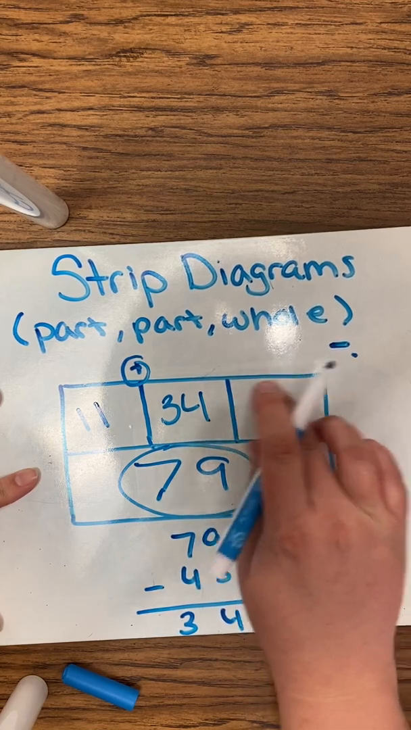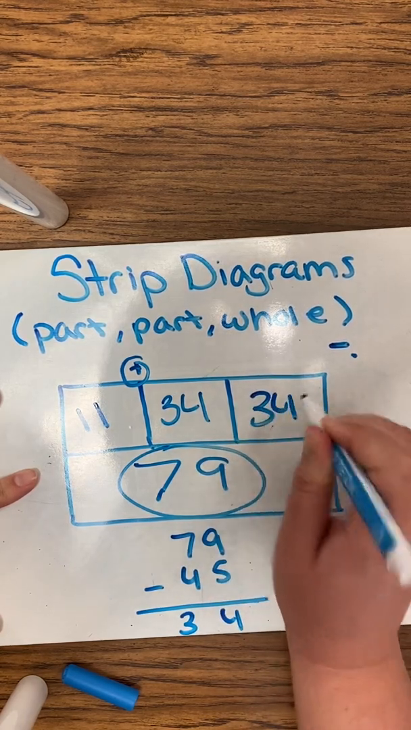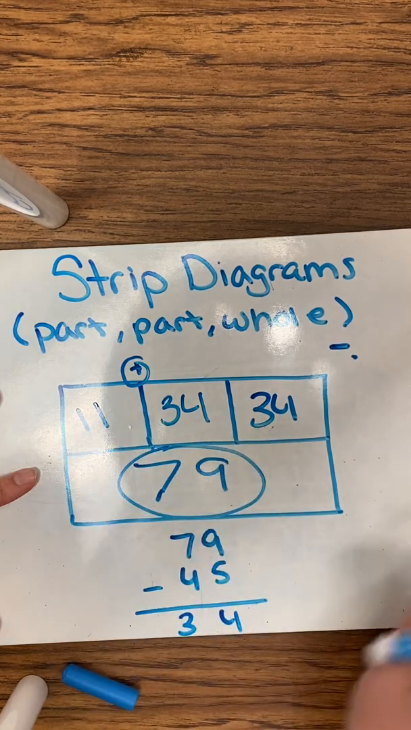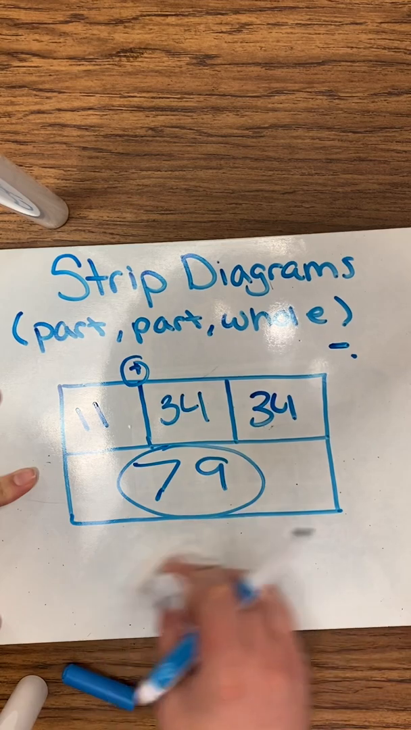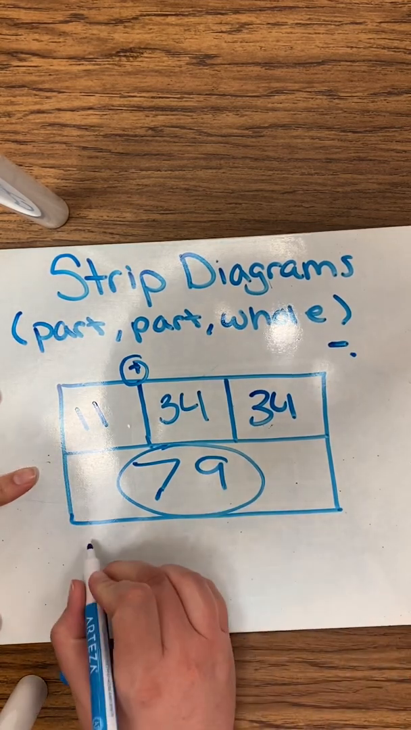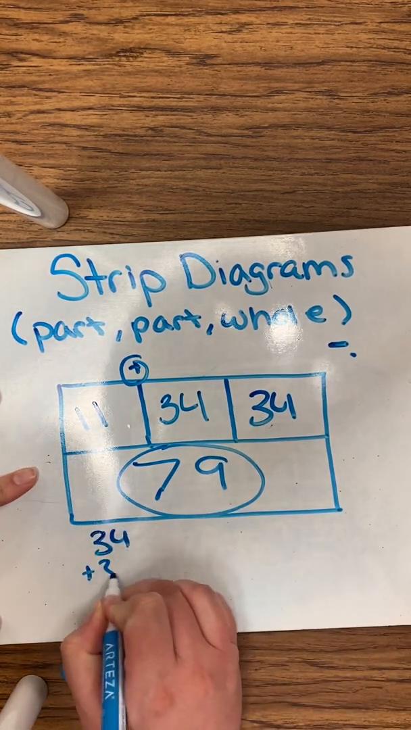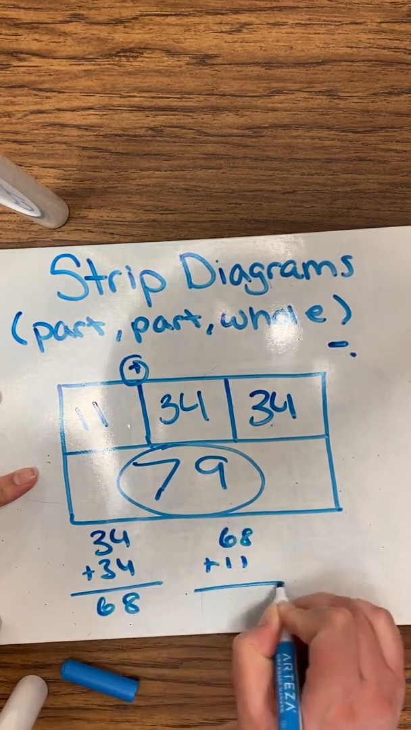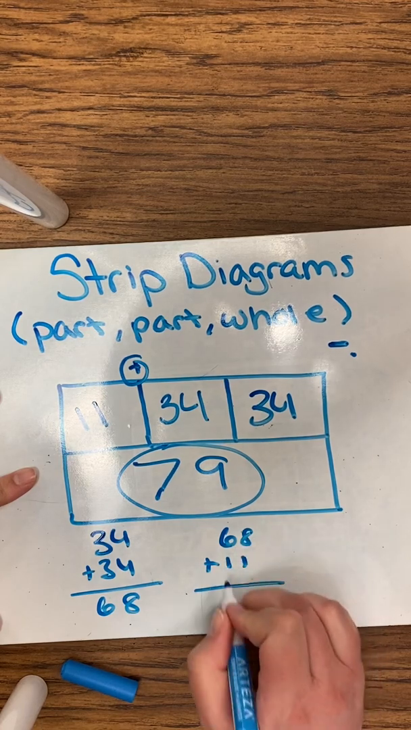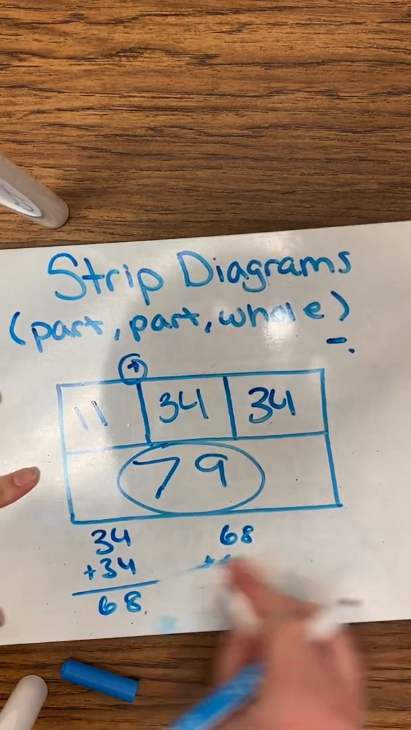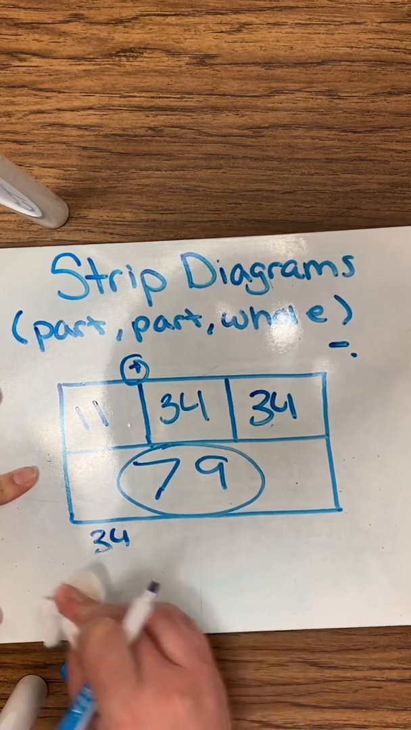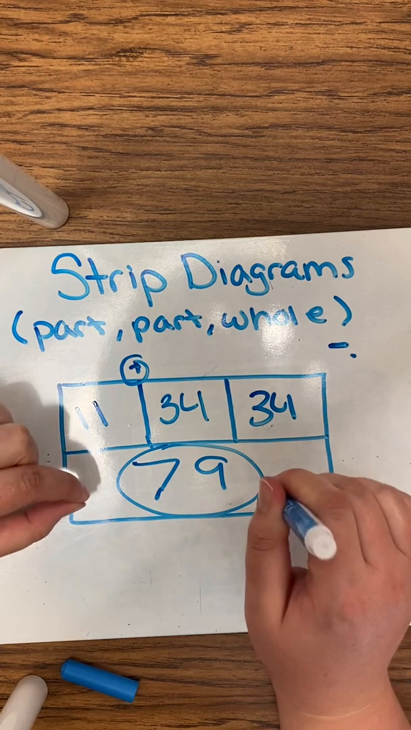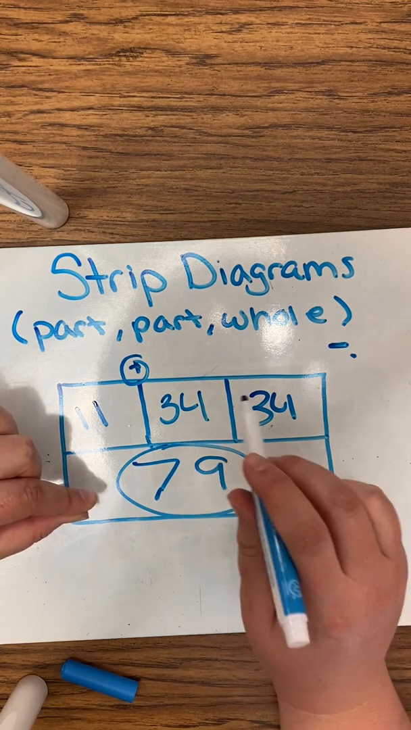So if we want to make sure this is the correct answer, we need to add all these together to see if it actually gives us 79 as our total. So we have 34 plus 34 is 68, plus 11 is 79. Yep, that is our answer. So really important for you to understand, boys and girls, when it comes to subtraction, we know the total already, and we need to find the part.